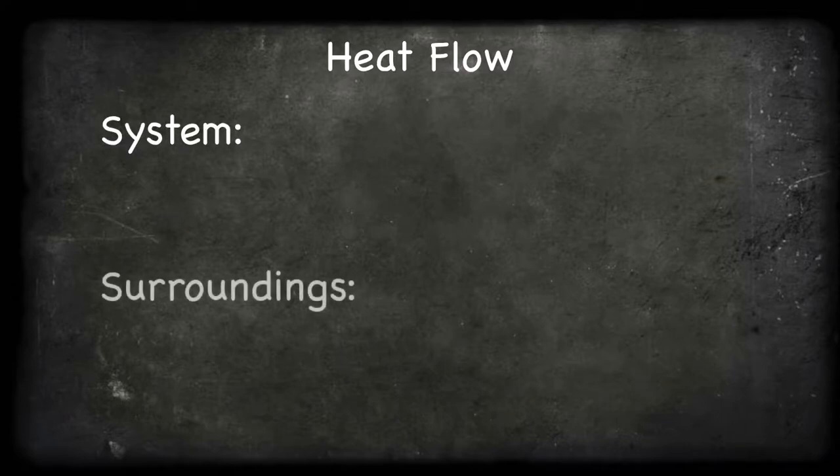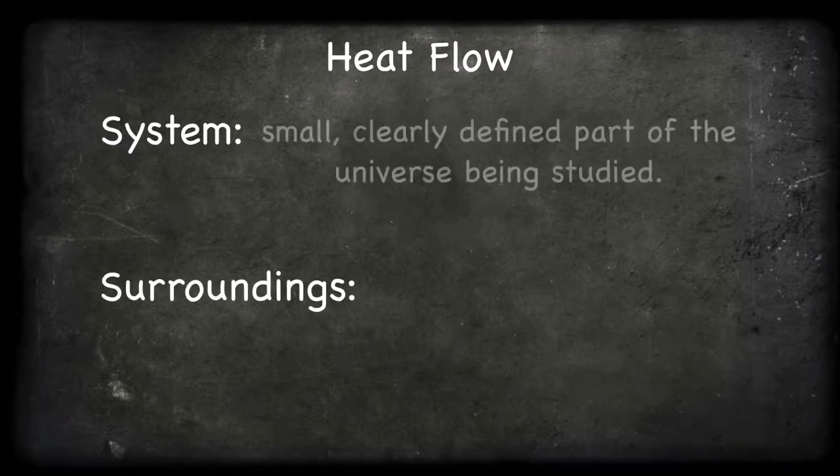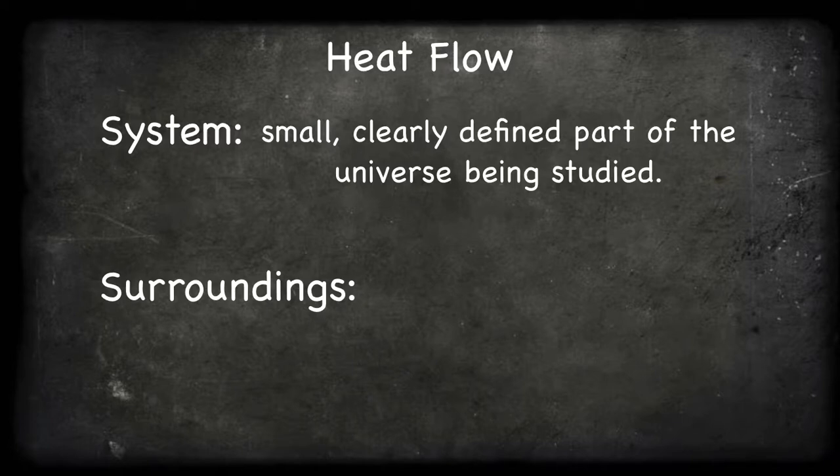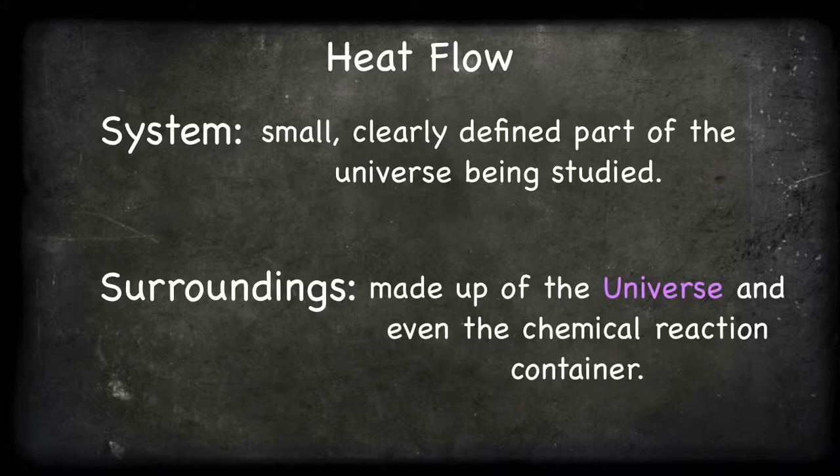When studying the flow of energy during a chemical reaction, we need to distinguish between the system and the surroundings. The system is the small, clearly defined part of the universe that's actually being studied. The surroundings are made up of the universe and even the container in which the reaction is taking place.